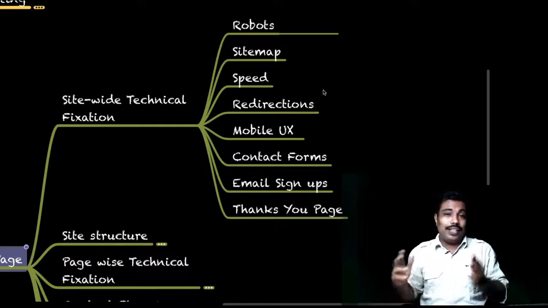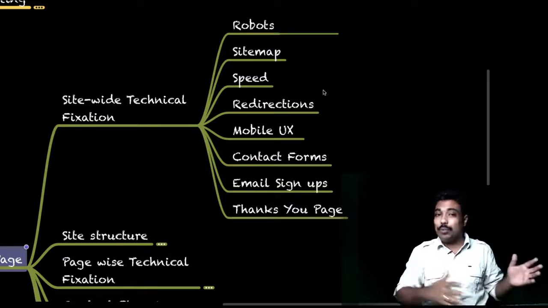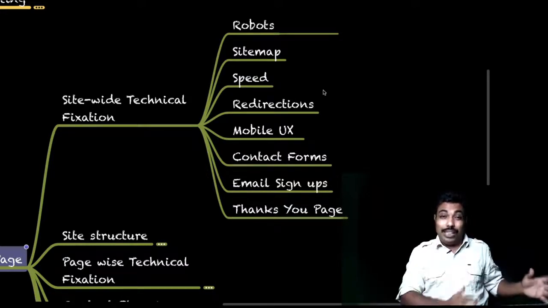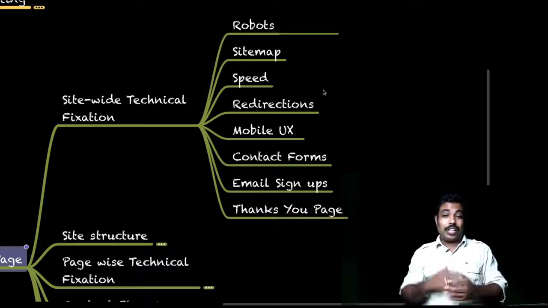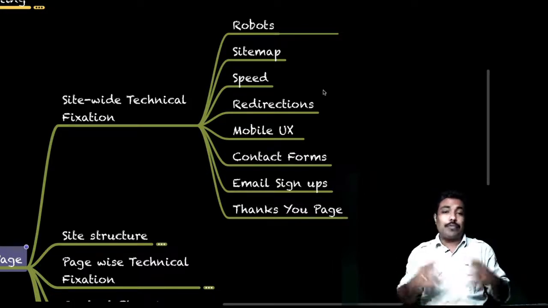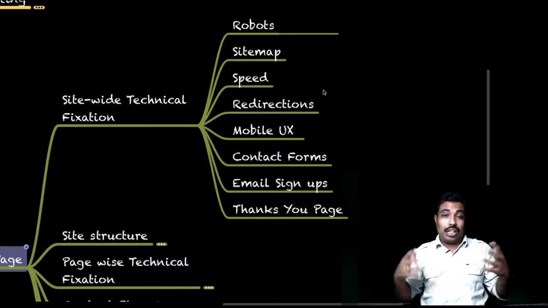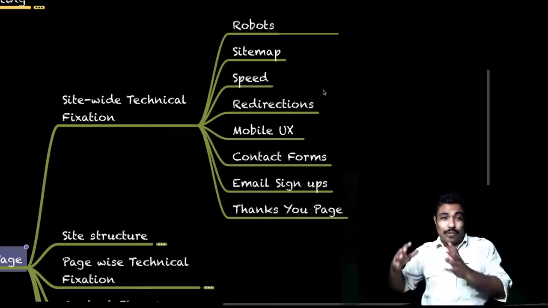Redirection: is the redirection done properly, and is there no duplication of pages like www, non-www, and http to https? All this kind of redirection we check. We check whether the canonicalization process is done properly. Then we check the mobile UX, whether the site is mobile optimized or not. Then we check that the contact forms are working properly.